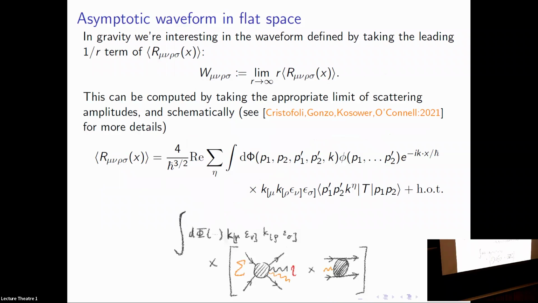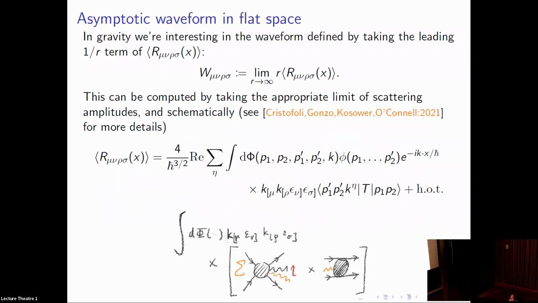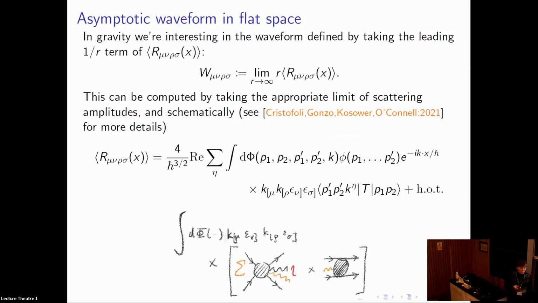So what happens on flat space for KMOC? In gravity, we're interested in the leading 1/r term of the expectation value of the Riemann tensor at some point at null infinity. So that's what we're measuring. And this is defined like this. We can compute this by taking the appropriate limit of some product of scattering amplitudes. And this is a schematic picture of the kind of things you need to calculate.